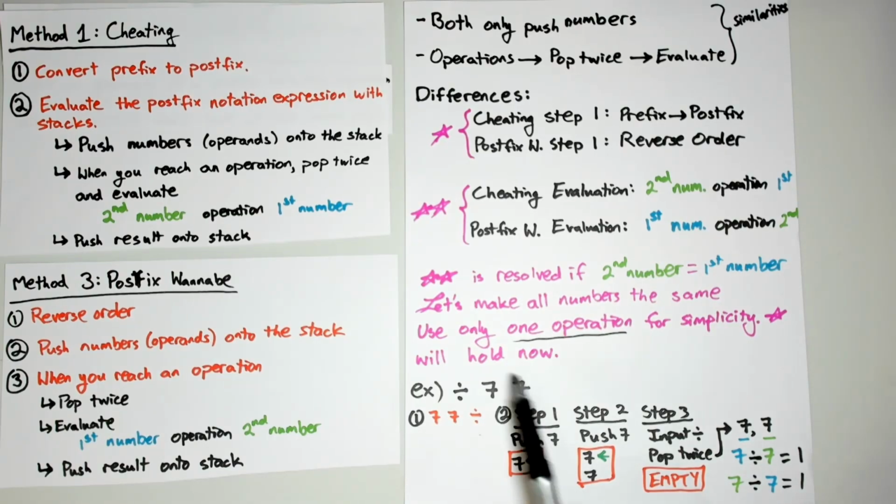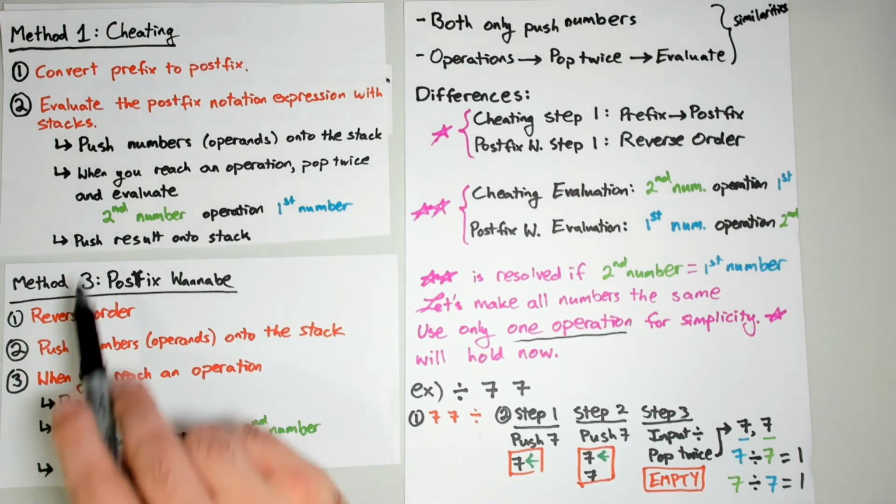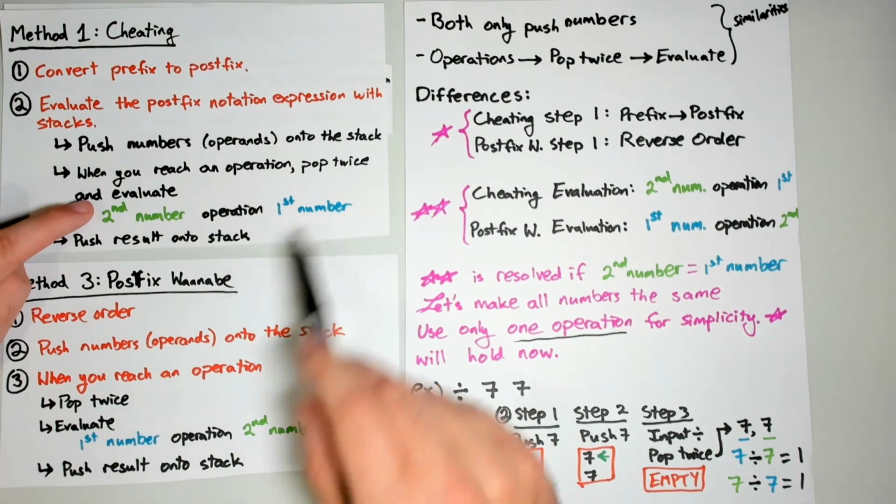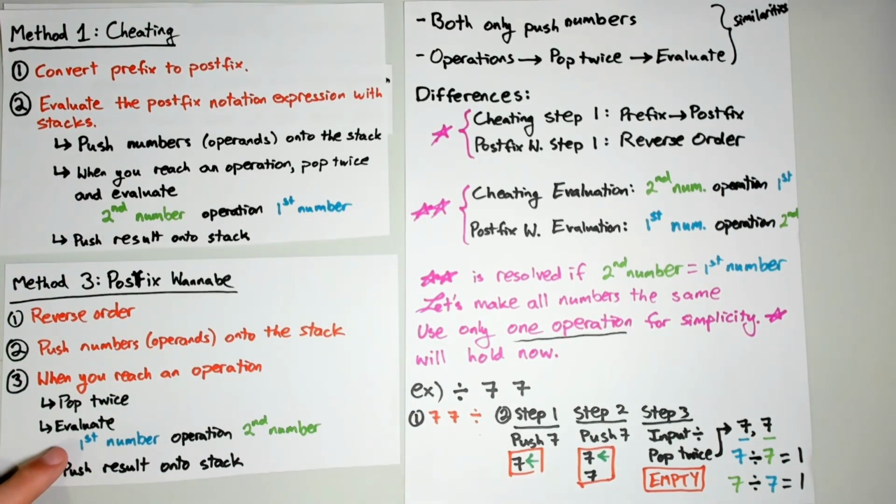So this is an example of an expression in which the cheating method and the postfix wannabe method have the exact same steps when you just look at it on the surface, even though they're technically doing different things. This is reversing the order. This is converting to postfix. This is technically doing the second number and then the first one. And this is technically doing the first number, then the second one. But because of the way we've structured it, it looks the exact same.